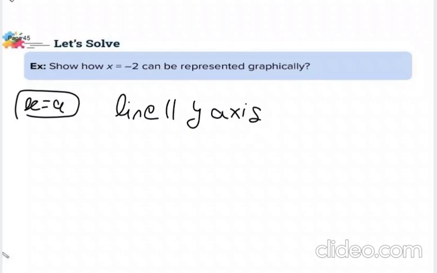We'll make a small graph and represent x equals minus 2 there. Now look over here carefully. Let me plot it. Starting from here, I'll make a small graph.